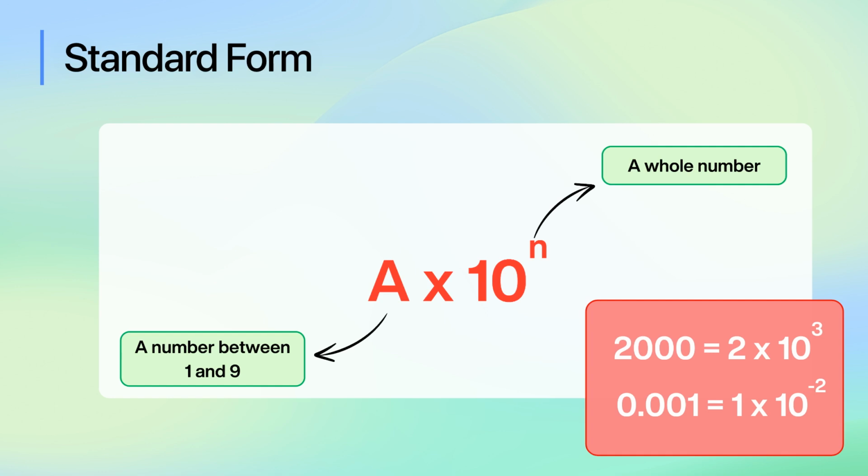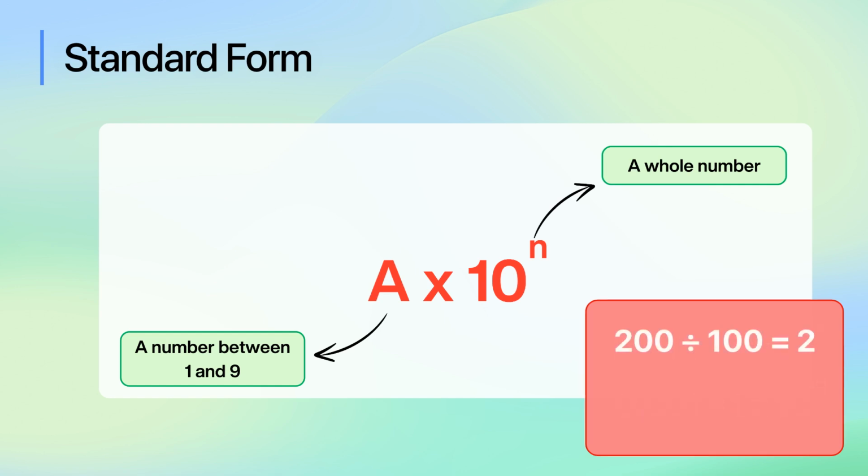To write a number in standard form, you need to divide the original number until it becomes a number between 1 and 9. Then, you need to express this value as being multiplied by an order of magnitude. For example, 200 divided by 100 is equal to 2, as 100 is the equivalent of 10 squared. 200 can be written in standard form as 2 multiplied by 10 to the power of 2.